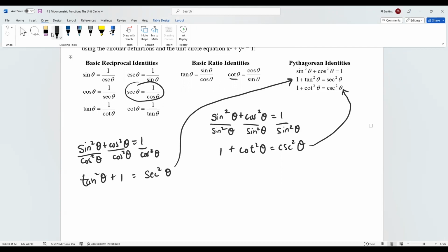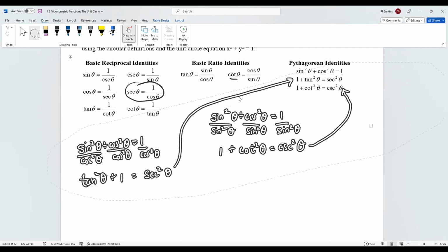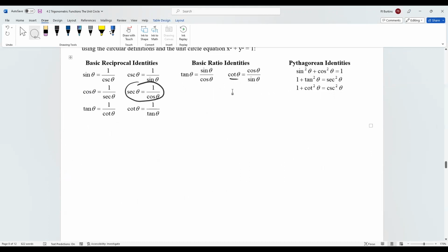So the nice thing is you can get the others if you just remember the first one. And then the other things you really have to remember are these 3 basic ones here. Sine is related to cosecant, cosine to secant, tangent to cotangent. And then you can just do the reciprocals of those and get the other relationships.